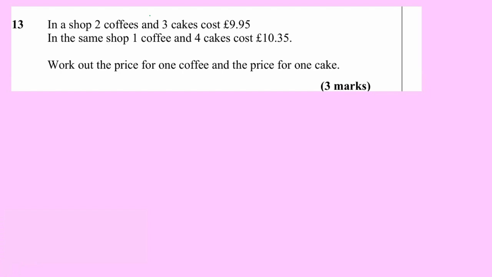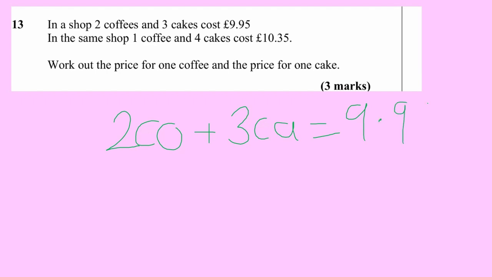So I don't like how they're both C and C because you can get confused. So I'm just going to do co and car. We could just do X and Y, it doesn't really matter. So I'm going to do 2 co plus 3 car is $9.95, just like that. And then we're going to do 1 co plus 4 car is $10.35.